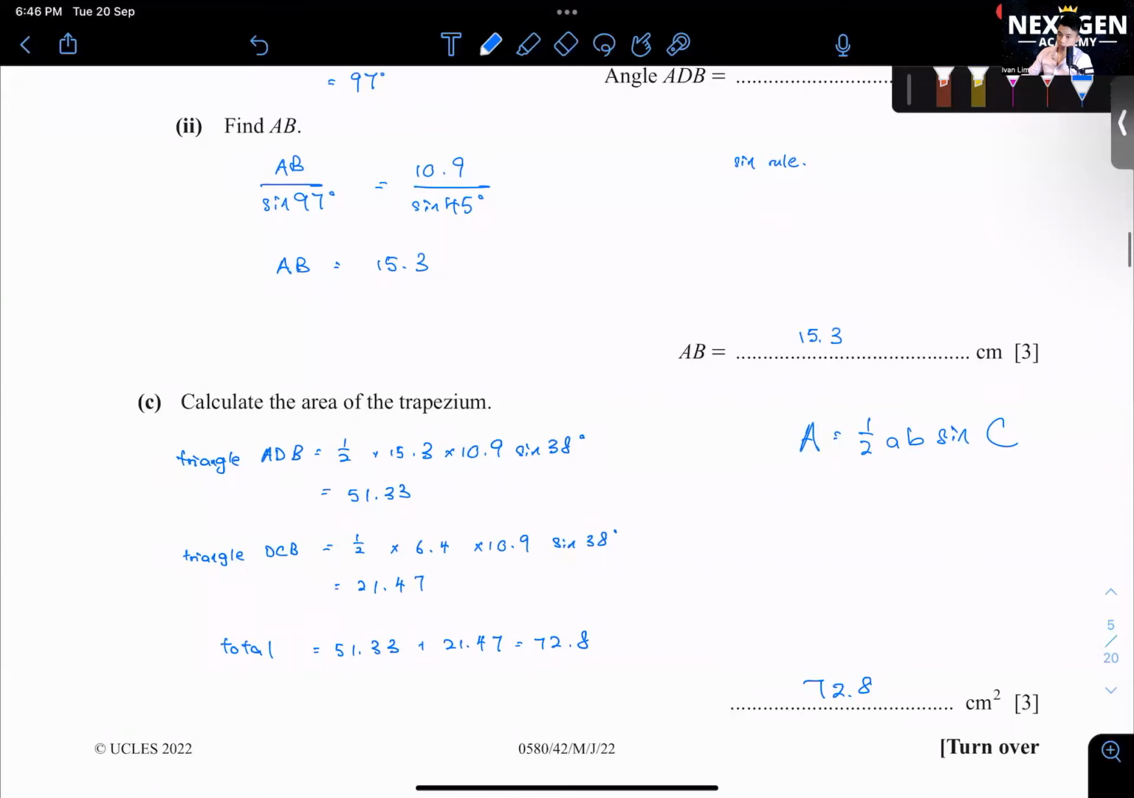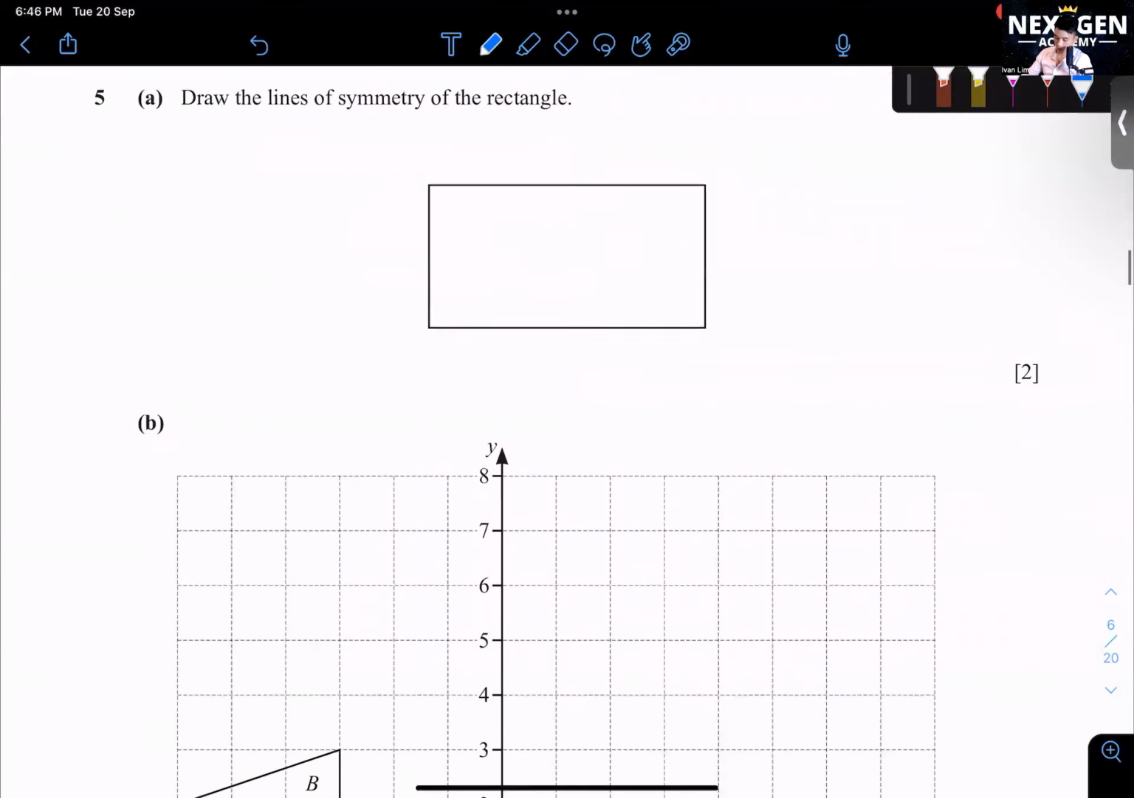Okay, next one. Question 5a. Draw the lines of symmetry of the rectangle. This one, I realize many of you got it wrong actually. But y'all get 1 mark. By the way, also please double check it. Sometimes I might not give y'all marks if I didn't see your answer or your working is too messy. I might miss some marks. So y'all please add the marks and just update the master tracker later.